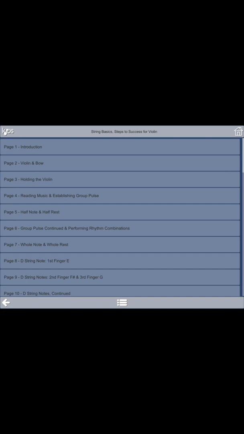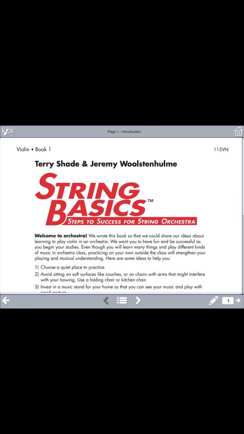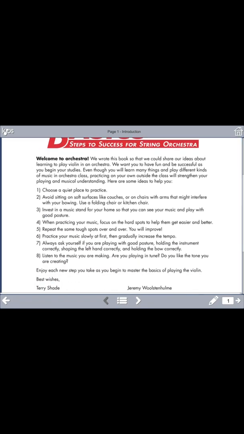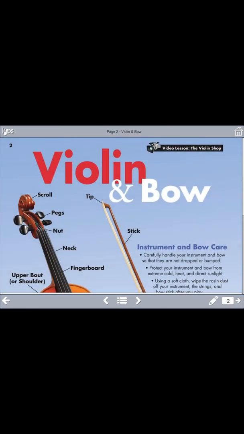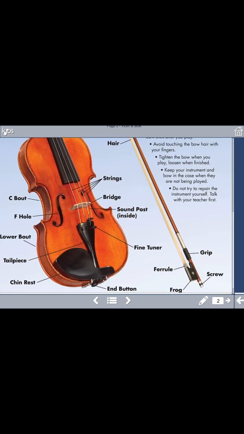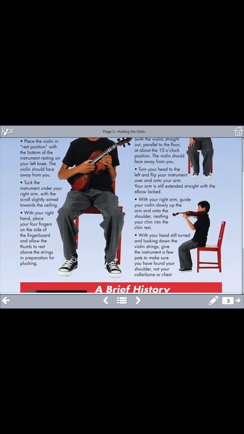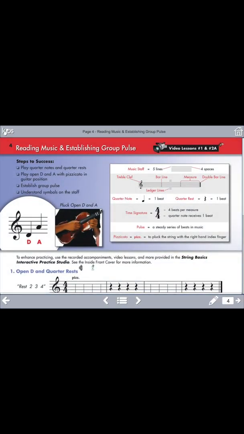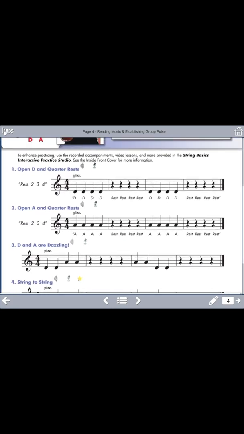So if I pick page 1, it will show me the very first page of the actual physical book. So this is just the introduction. Welcome to orchestra. If you play strings, you are in orchestra, not band. So we're going to go to the next page. It shows you all about your violin and bow. And then here, different ways to hold the violin. And finally, on page 4, you can see that they have these exercises here.